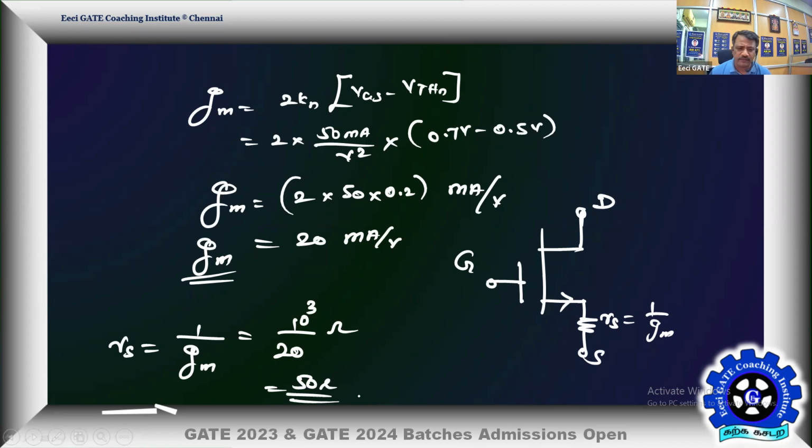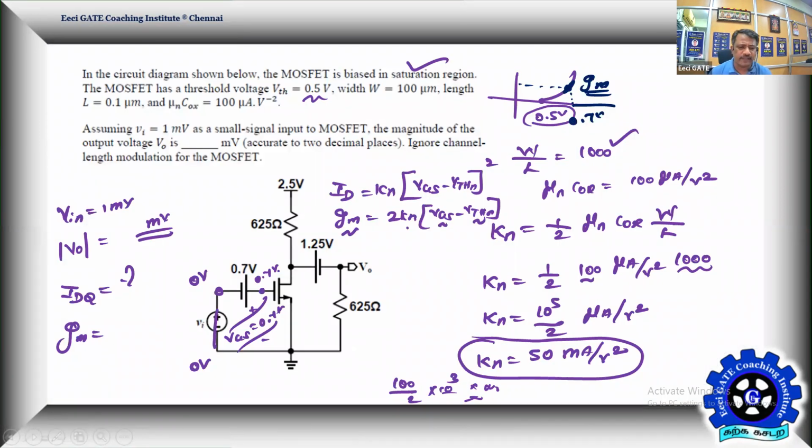Let me check the data once for any mistake. So it is 2 into 50 into 0.2. So 50 into 0.2 will be 10 into 0.2 is 1. Sorry, 2. So 2 into 5, 10. So it's 20 for sure. So rs will be equal to 50 ohms. Yes, let us begin the small signal AC analysis to find the V0.